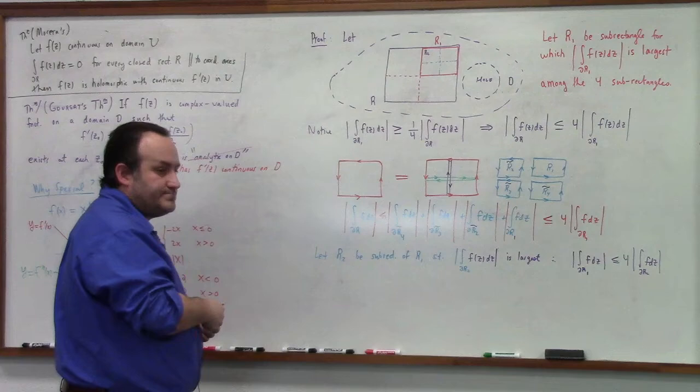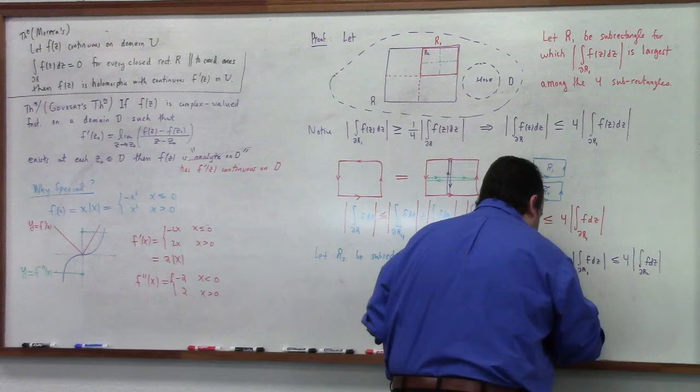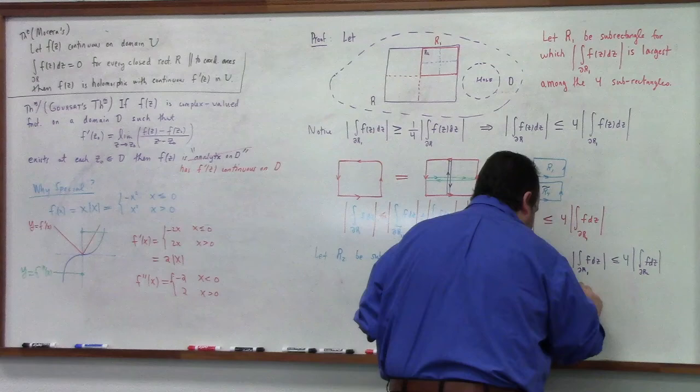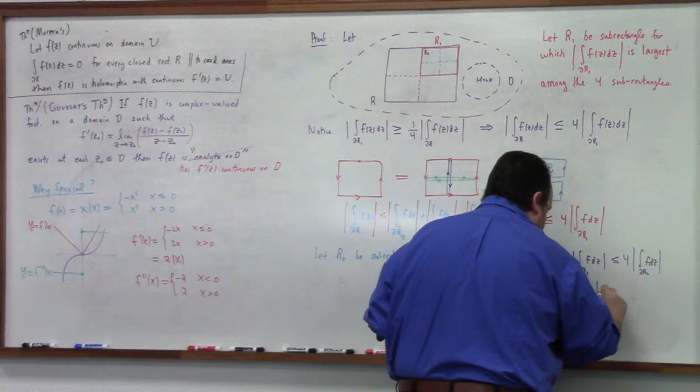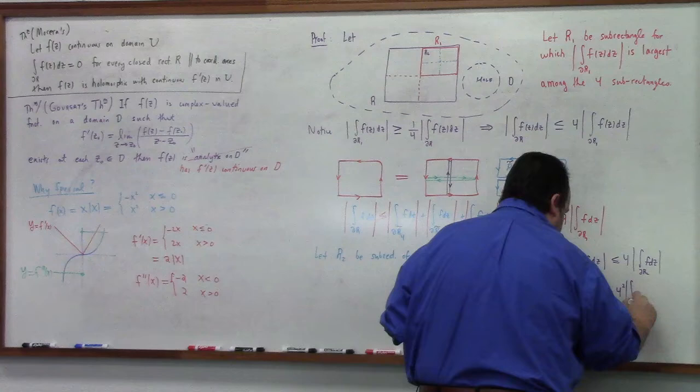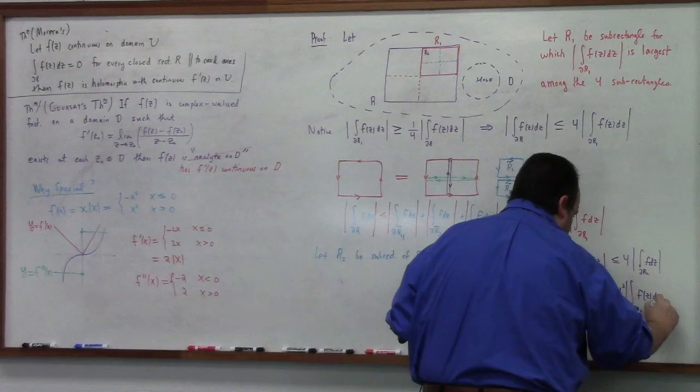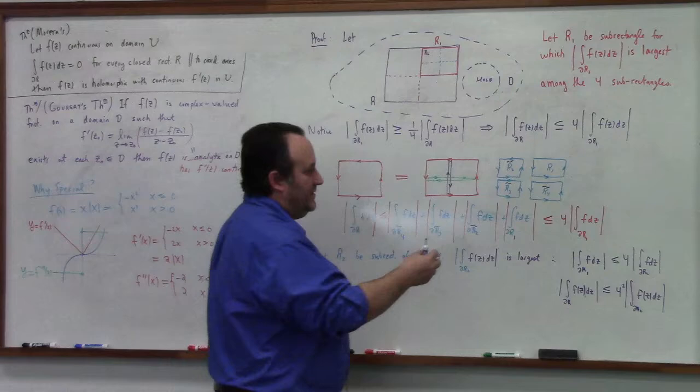So the modulus of the integral over the boundary of R of f of z dz is less than or equal to 4 squared times the modulus of the integral over the boundary of R2, right? So putting together, basically taking this guy right here and putting it into here, I get to that.